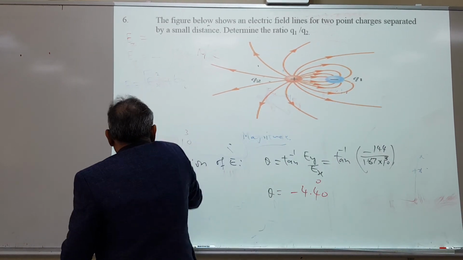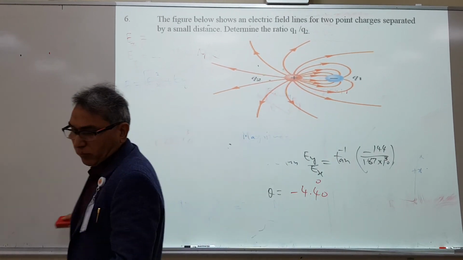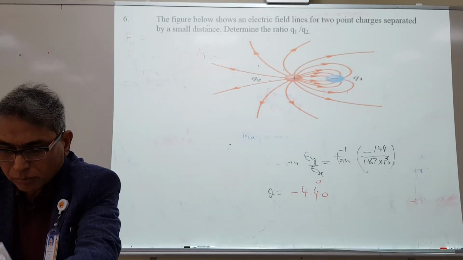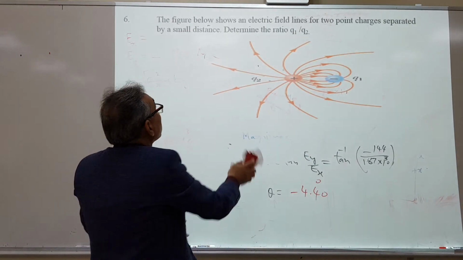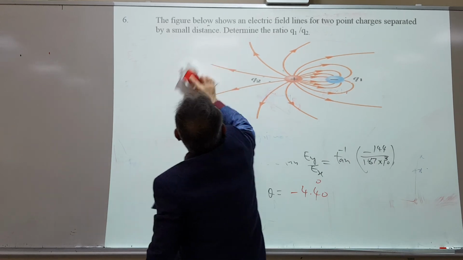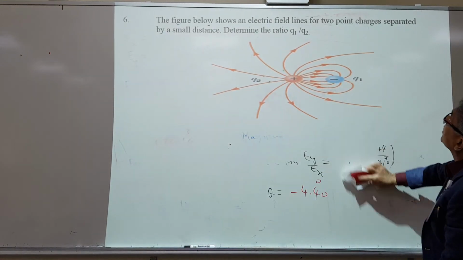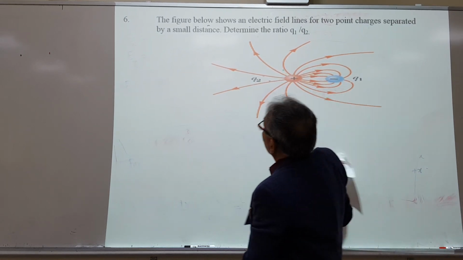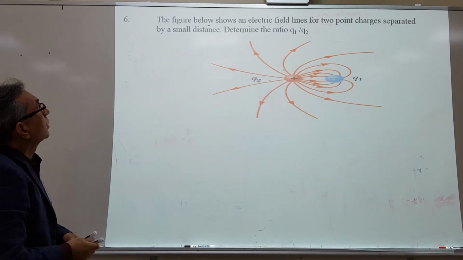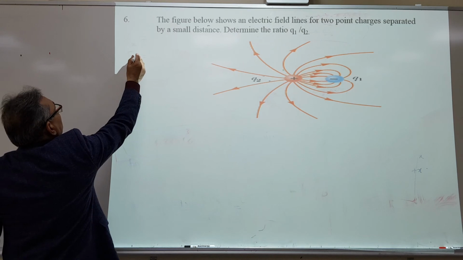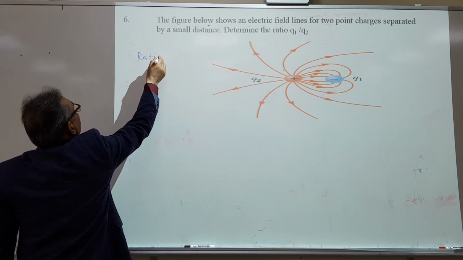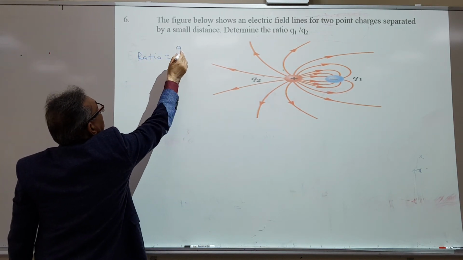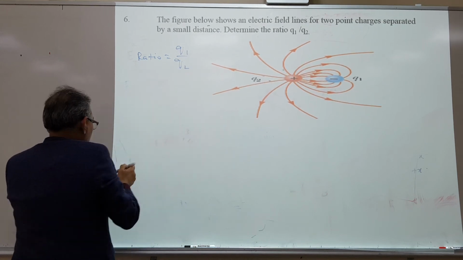Next question, number 6. The figure shows electric field lines for two point charges. Find the ratio between the magnitudes of these two charges.